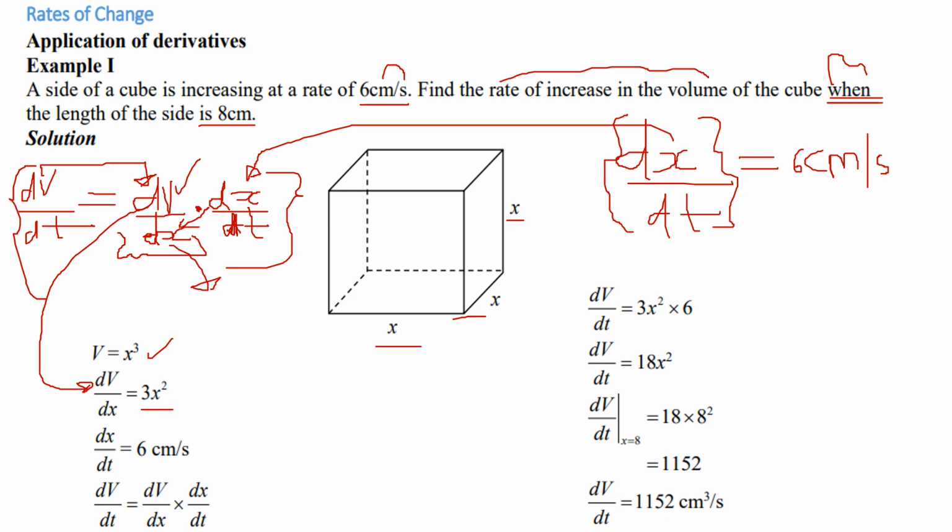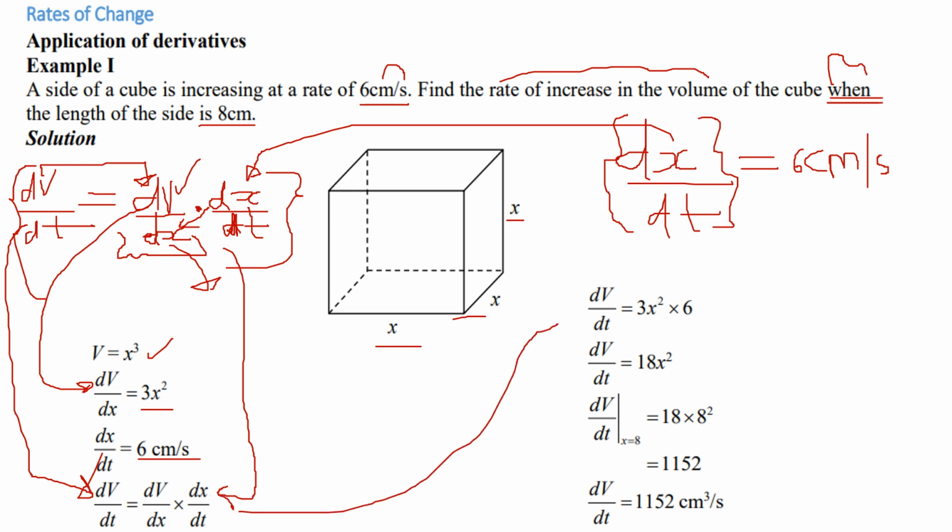But remember that in the question you are given your dx/dt to be 6 centimeters per second. So you come to what they need. The question wanted dV/dt, and we said that dV/dt, according to the expansion we derived, is got by dV/dx times dx/dt. Then you substitute. So dV/dx is the same as 3x squared, and then times dx/dt, which was given as 6. Multiplying each other, you are going to get 18x squared.